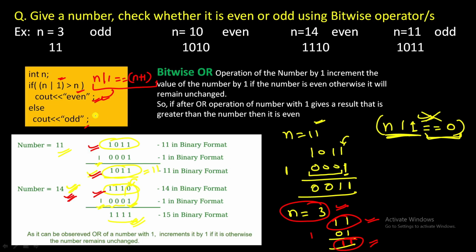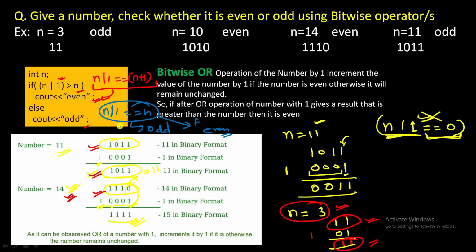Or you can write it in the opposite way: if n OR 1 equals my original number, and it is true, then my number is an odd number. In case of an odd number it remains unchanged. If it is not fulfilled, if it is false, then it is even. I hope you can run this program. You will find the code in the description below.